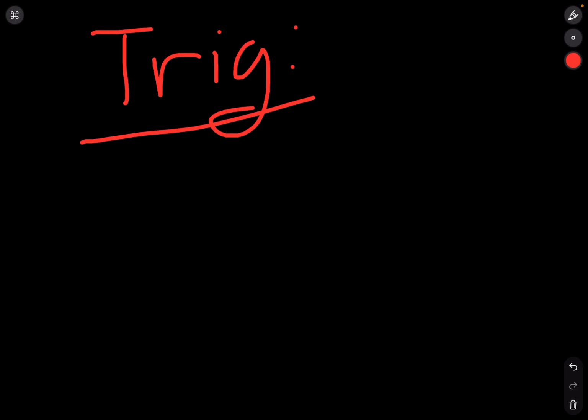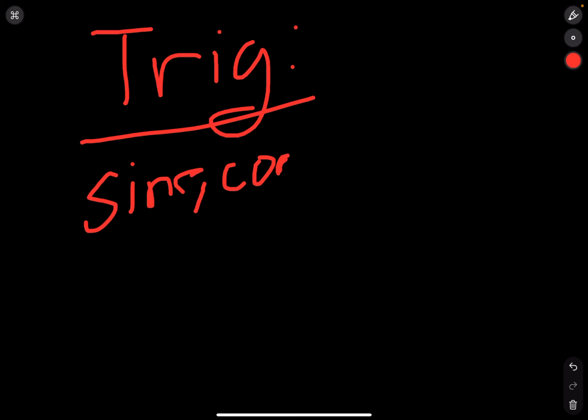Now, I'm sorry I'm using a different whiteboard right now, as I had to divert a little bit. Anywho, let's continue. Trigonometry: sine, cosine, tangent. Now, these are just the first 3.